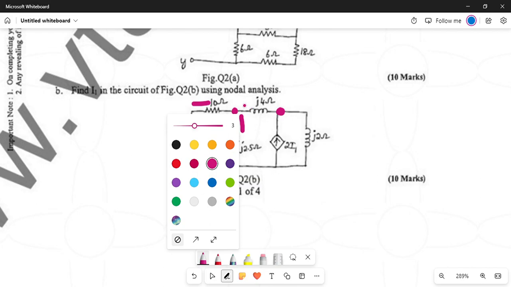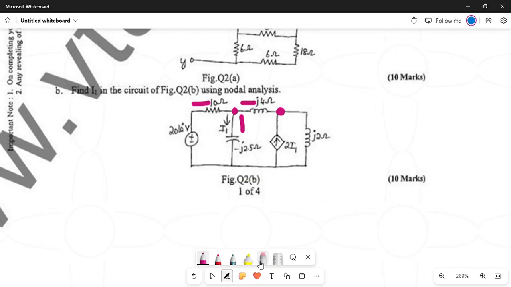It is this J4. Okay, J4. I'm really sorry. Please don't get confused. The 20 at an angle of 0 volt as well as this 10 ohm are connected in series, so don't consider the 20 at an angle of 0. I am sorry for it. Consider this 10 ohm.